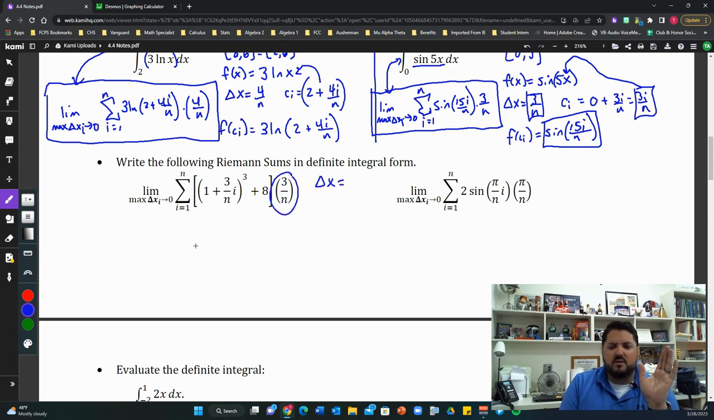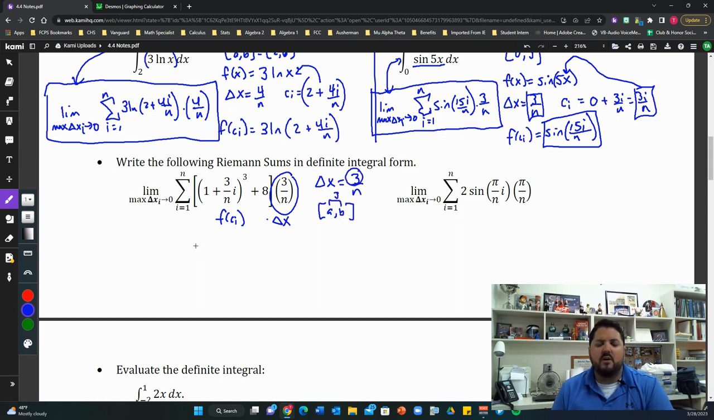Again, our delta x is always going to be multiplied by the function notation. Each one of these has a f of c sub i notation times delta x. So that's the easiest place to start. Our delta x is 3 over n, which means the distance between a and b, they are 3 units apart. That's what that top value in delta x is equal to.